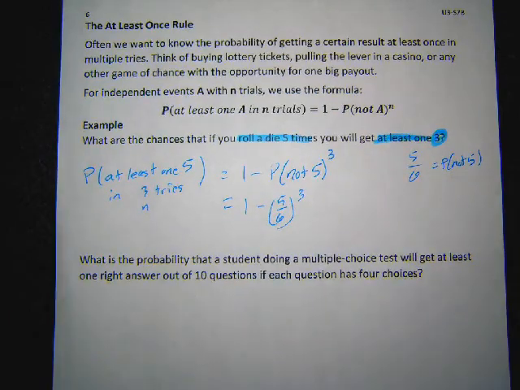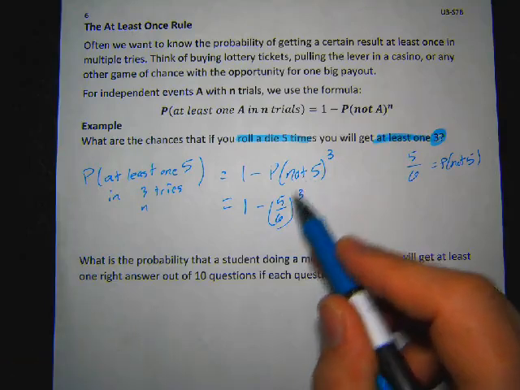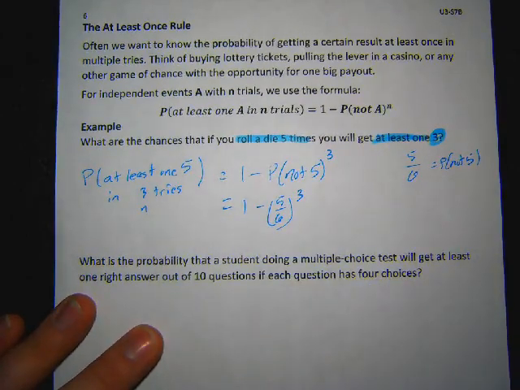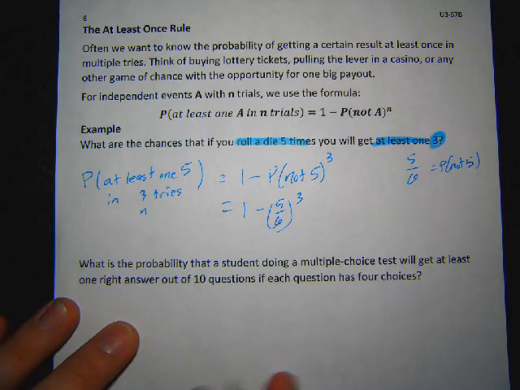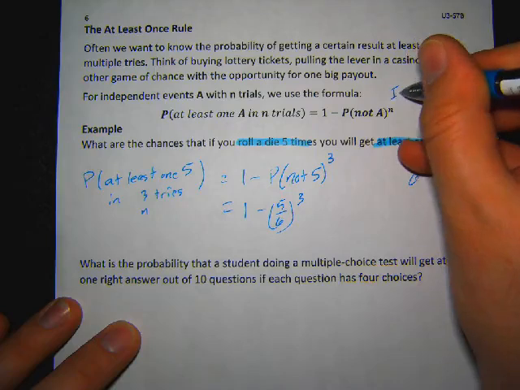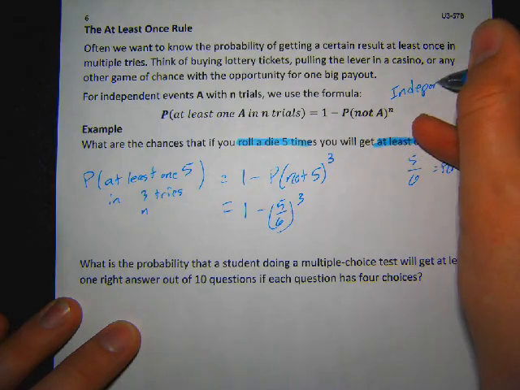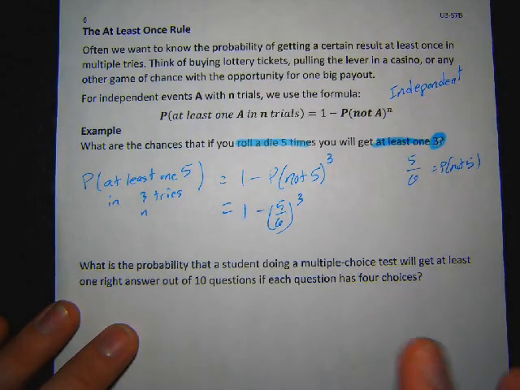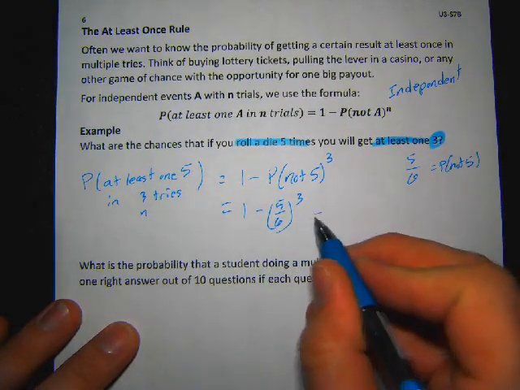Because every time I roll, I have a 5/6 chance of not getting it. First roll, 5/6 chance you won't get it. Second roll, 5/6 chance you won't get it. I'm actually using that independent formula because dice rolls are independent. This formula only works for independent events because you're not having to worry about the change each time. So this is for independent events, like rolling dice and buying lottery tickets. They're independent, and that will give me the answer.